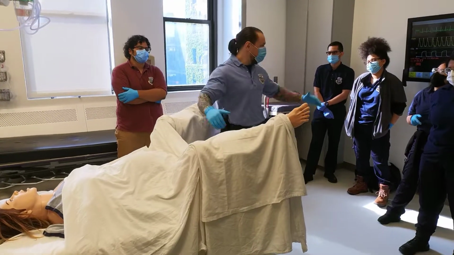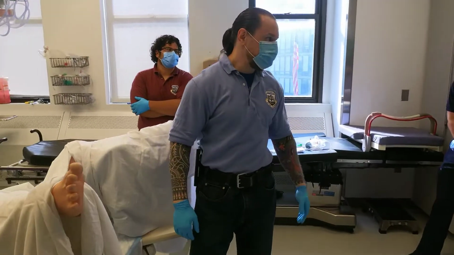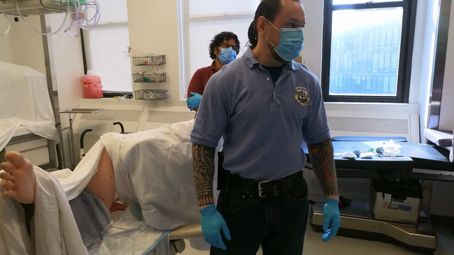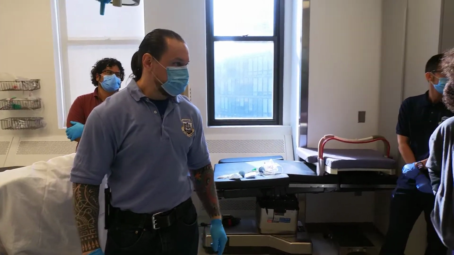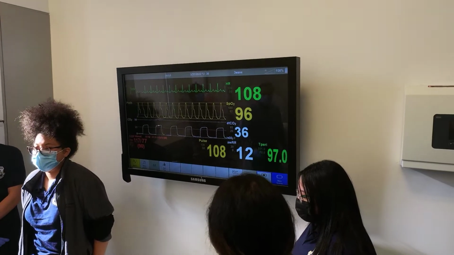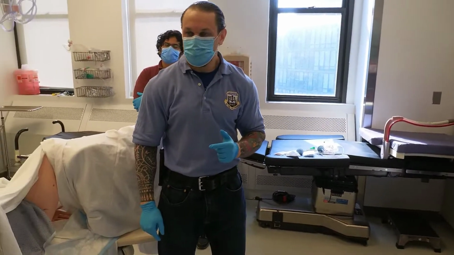Let's say my partner did them. I have them on the screen, if you guys can see it. Heart rate is 111, pulse ox 96, blood pressure 117/77. Temperature is 97, respiratory rate is 12, and tidal CO2 is 35. So vital signs are good. Something else, part of the secondary assessment.